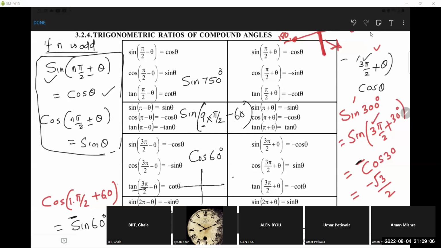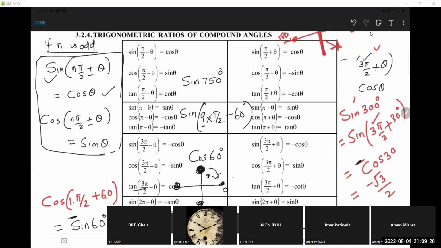So I draw here. This is 0 degree. This is pi by 2, 1 pi by 2, 2 pi by 2, 3 pi by 2, 4 pi by 2, 5 pi by 2, 6 pi by 2, 7 pi by 2, 8 pi by 2, 9 pi by 2 here. 9 pi by 2 is here. Minus means here. That means you are in the first quadrant.